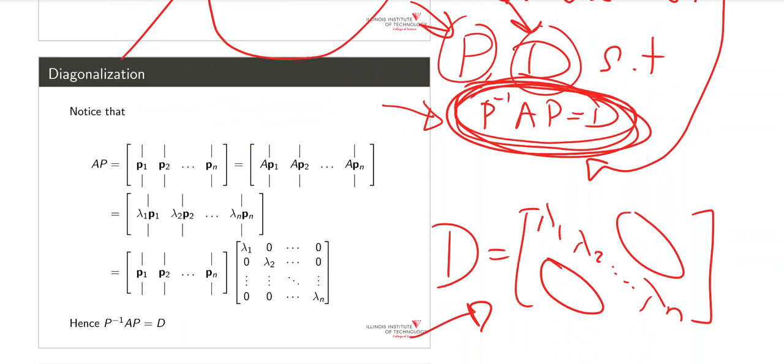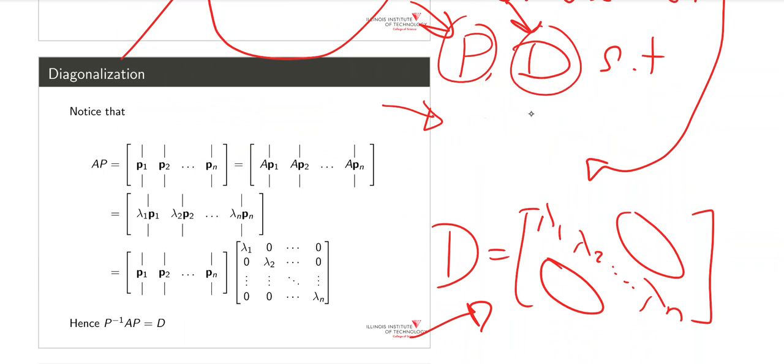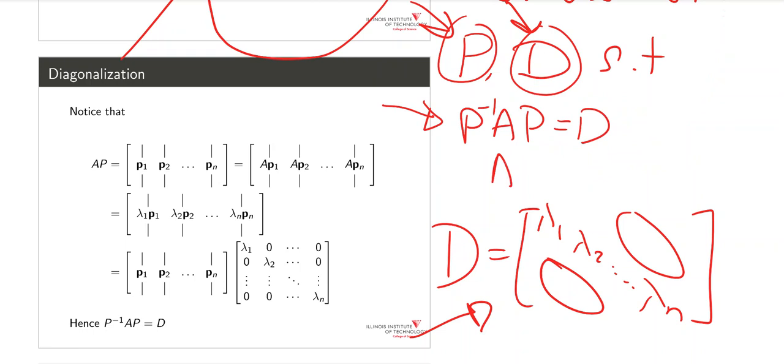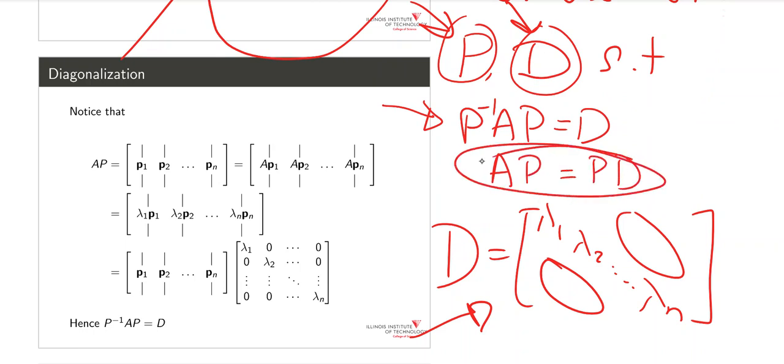The trick is not to show this directly, because I can't really do P inverse. Instead of showing P inverse AP equals D, I can show this first. So again, multiply A times P, same as before. This is the product AP.